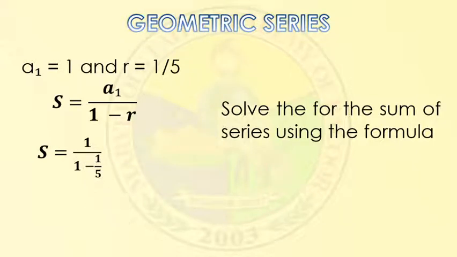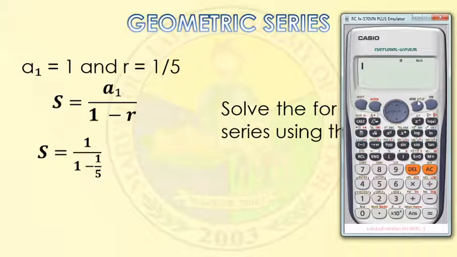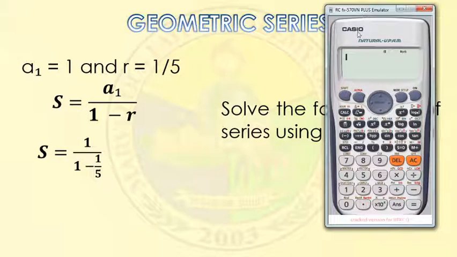Okay? So, una muna, kinakailangan mong i-subtract yung denominator ninyo. Pero sa mga calcu na 570 ES or 991, basta mataas pa yung function, kaya-kaya niyang isolve direct. Itong 1 over 1 minus 1 over 5. Pero kung hindi naman kaya ng calcu, pwede nating isa-isahin. Yung denominator muna, 1 minus 1 over 5. The answer is 4 over 5.